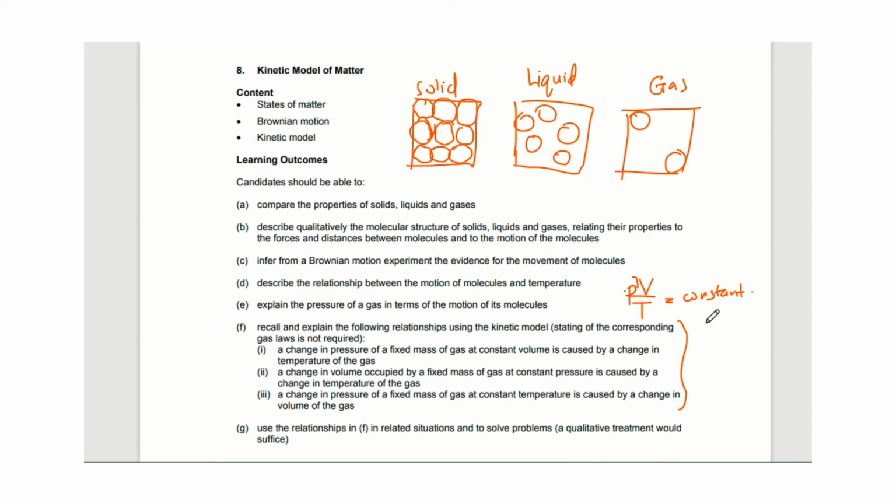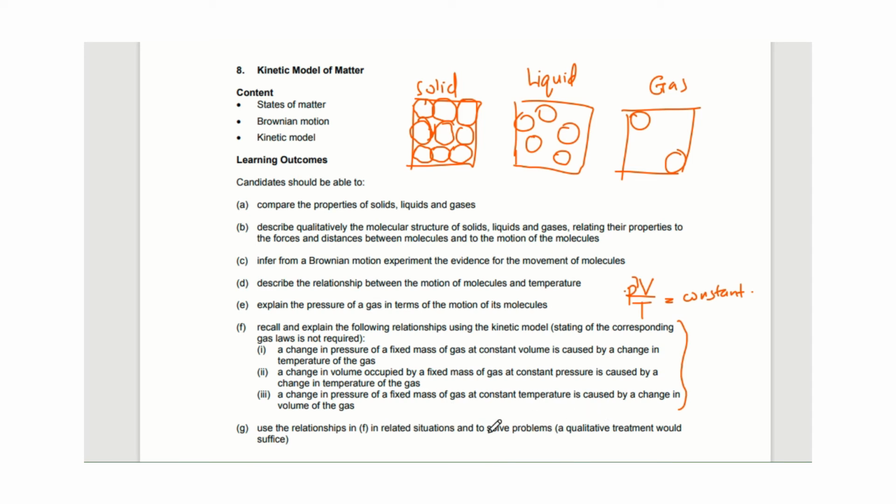Or you can just remember that PV over T is a constant. So if P increases and V remains constant, then T must also increase so that PV over T is a constant, and so on. You can remember this relationship by remembering that PV over T is a constant. Next, use the relationships in F in related situations to solve problems.